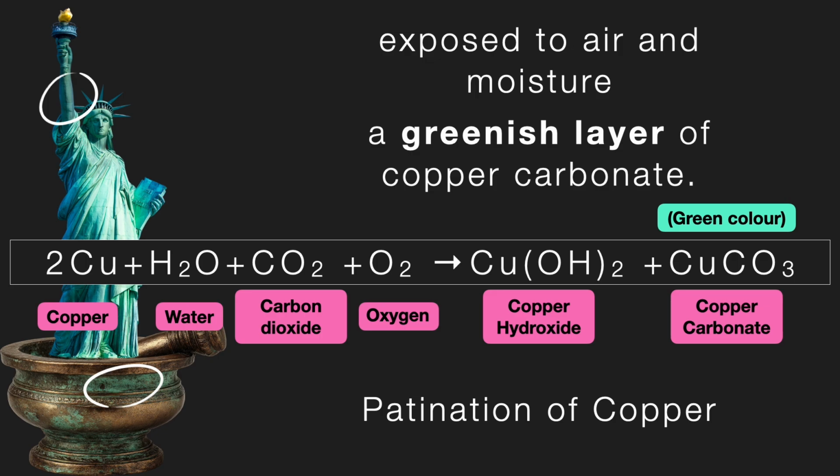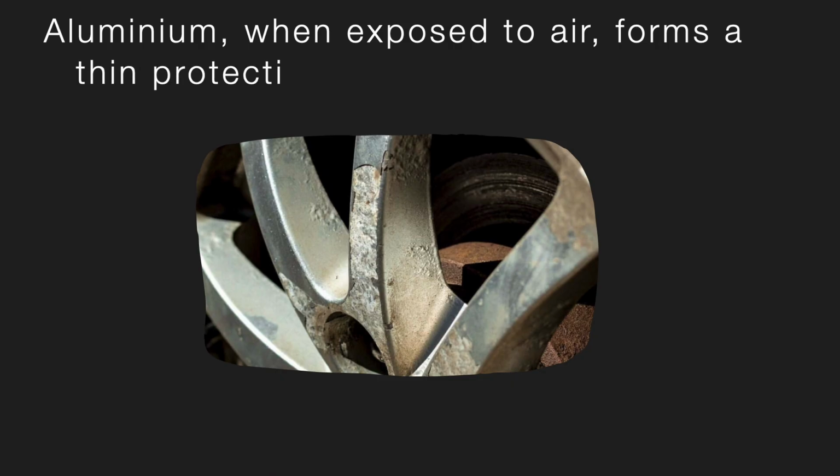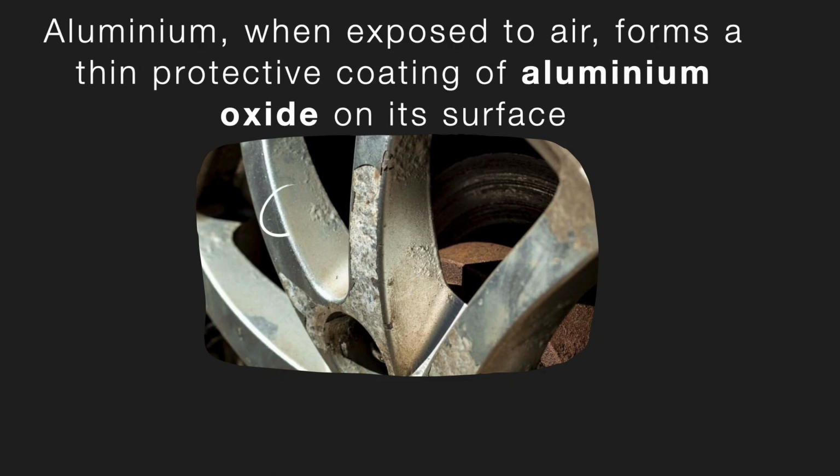And finally, let's look at aluminium. Aluminium, we all know aluminium, when exposed to air, forms a thin protective coating of aluminium oxide on its surface. Why is it called a protective coating? Because this layer actually prevents further corrosion. So sometimes corrosion is useful as well, right?